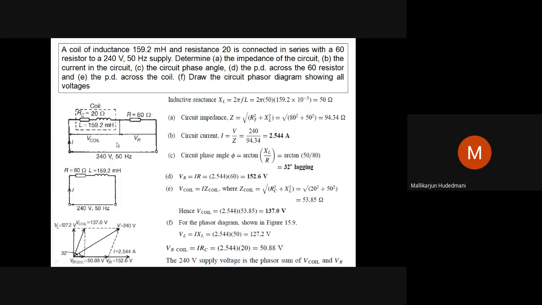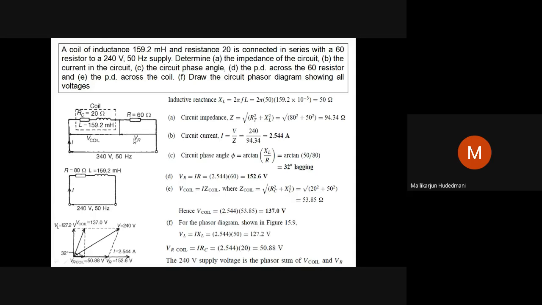Whole circuit's impedance, the obstruction or opposition for the current, is called the impedance of the circuit. Then the current in the circuit. What is the current entering this combination? I. The circuit phase angle, the entire circuit's power factor angle, the angle between applied voltage and resulting current. That's called the power factor angle. The potential difference across 60 ohm.